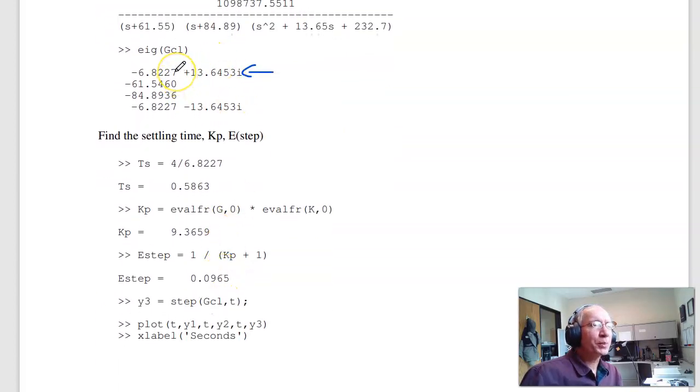From that, I can tell you the response. The settling time is 4 over the real part, 0.58 seconds. Kp is the DC gain of g of s times the DC gain of k of s, 9.36. Steady state error is 0.09.